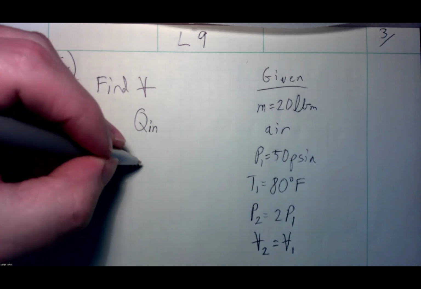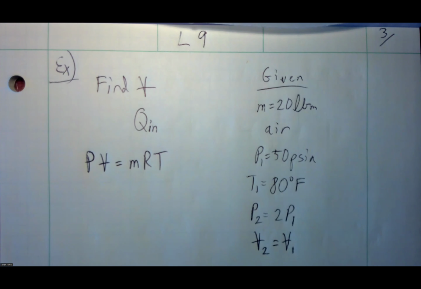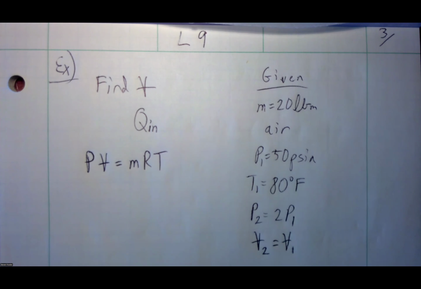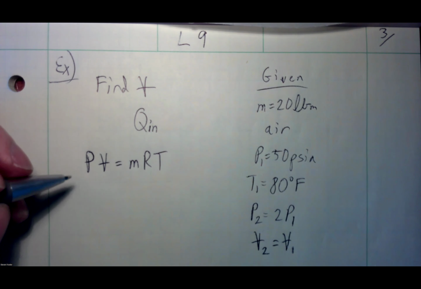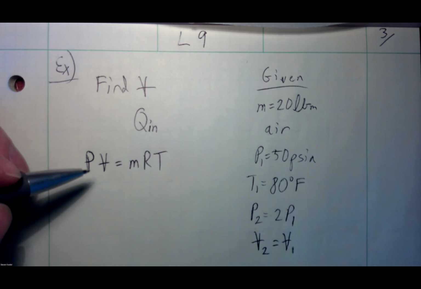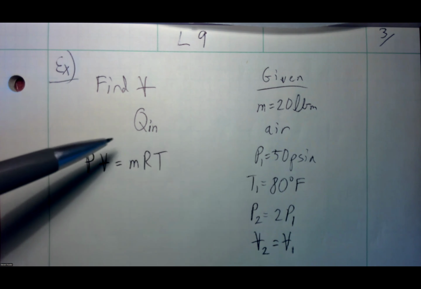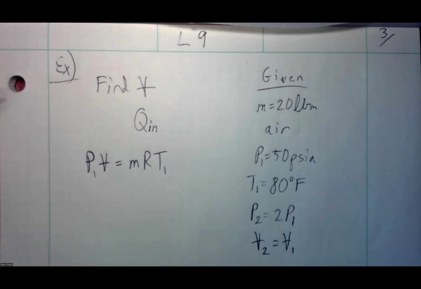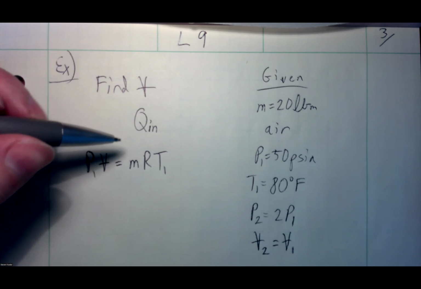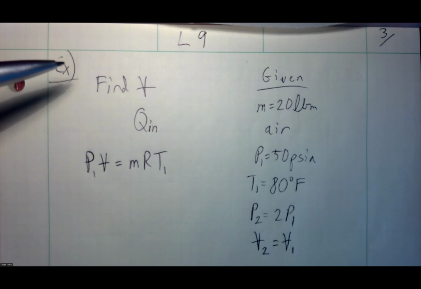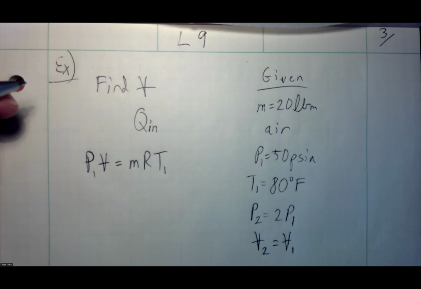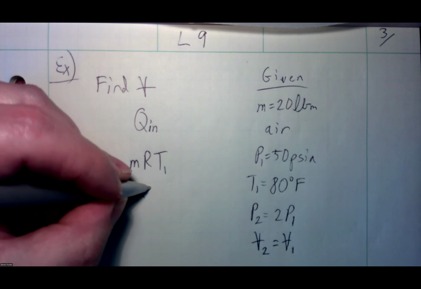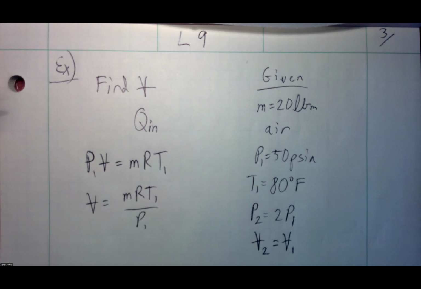PV is equal to mRT is the version of the ideal gas law that we can work with. This R is not the universal gas constant. This is the gas constant specific to our substance. What do I know here? I know pressure and temperature. I could use state one or state two, but let's just use state one. The mass and the volume are constant. It's a closed rigid tank, so constant volume, constant mass. I just need the R value. So I could find the volume easily enough: V is equal to mRT1 divided by P1. We calculate that.